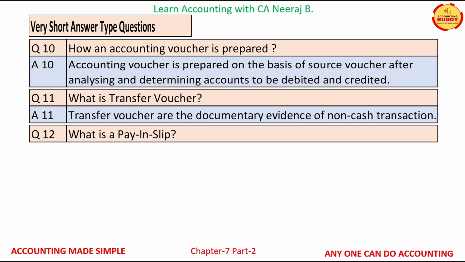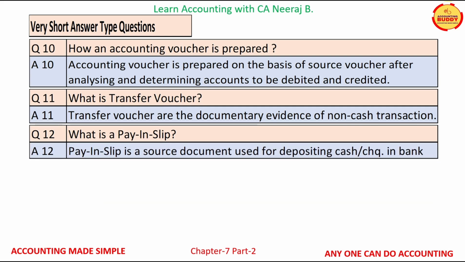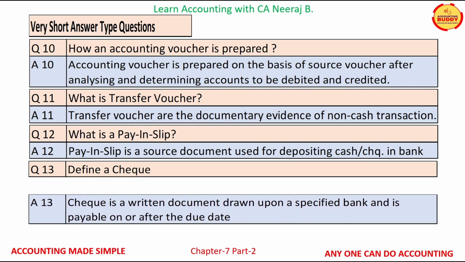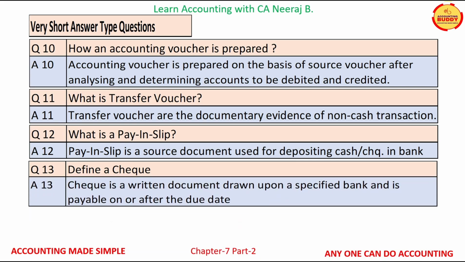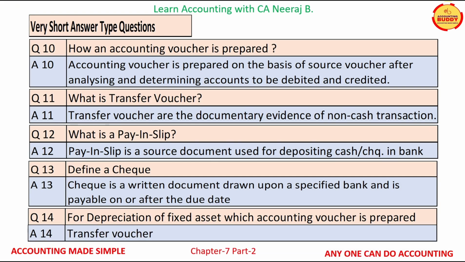Question number 12, what is a pay-in slip? The answer is pay-in slip is a source document used for depositing cash or check in a bank. Question number 13, define a check. The answer is check is a written document drawn upon a specified bank and is payable on or after the due date. Question number 14, for depreciation of fixed assets, which accounting voucher is prepared? The answer is transfer voucher.